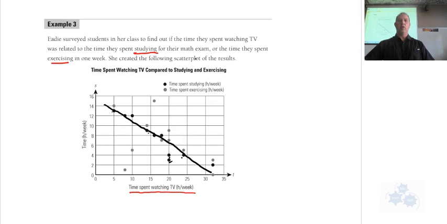Okay? So there appears to be a correlation or a relationship between what hours you watch TV and time spent studying. And what is that relationship? Who can describe this relationship for me between watching TV and studying? What'd you find? Anybody?